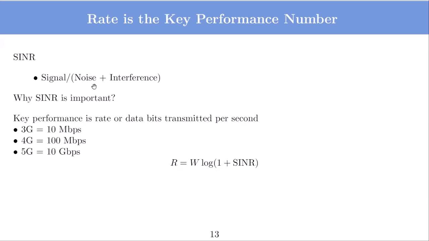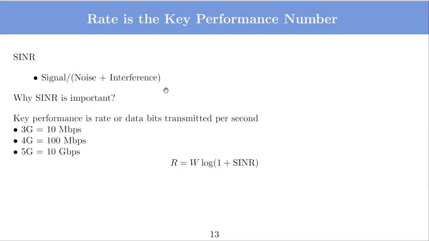So if this SINR is more, suppose 10 times or 100 times, you will get very good communication. And if the signal strength is low, which means either noise or interference is high, then you may not be able to decode the desired thing. So why is SINR important? First of all, of course, the communication reliability depends on SINR.